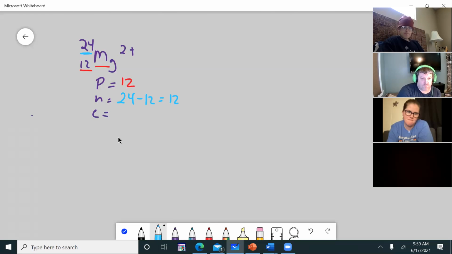The number of electrons for this, we'll use black. This 2 plus is going to equal the number of protons, 12, minus whatever my electron value is. So rearranging this equation, electrons should equal a value of 10. So you see how these different things are talking about different places or different particles.